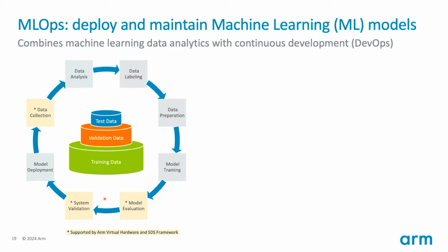Many embedded systems introduce ML technology in an evolutionary process, where you start first with a classical decision algorithm for data collection and later go on to an ML model. The model evaluation and the system validation require that the ML model is executed with the final instruction set and capabilities. This is where we again talk about Arm Virtual Hardware and the so-called SDS framework, which I will touch on in the next slides.